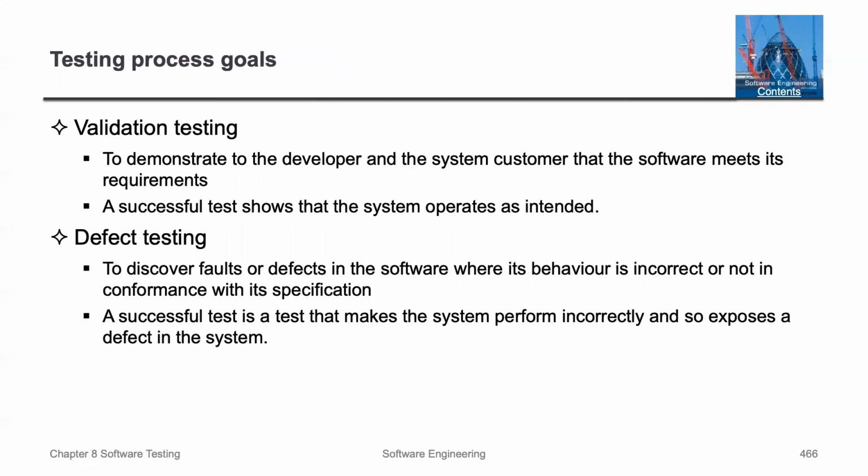So what are the testing process goals? You have validation testing. You want to demonstrate to the developer and the system customer that the software meets its requirements. A successful test shows that the system operates as intended. For defect testing, you want to discover faults or defects in the software where its behavior is incorrect or does not conform to the specification. A successful test is a test that makes a system perform incorrectly, and so exposes a defect in the system.